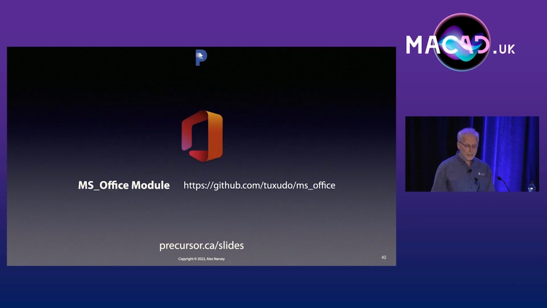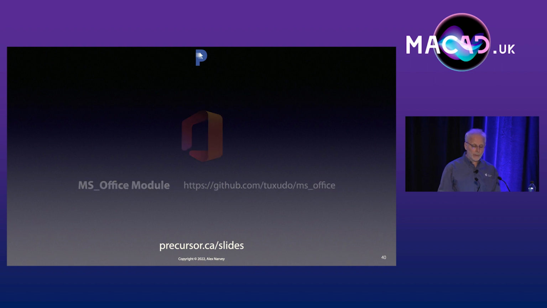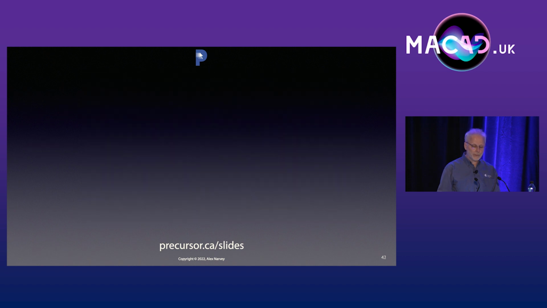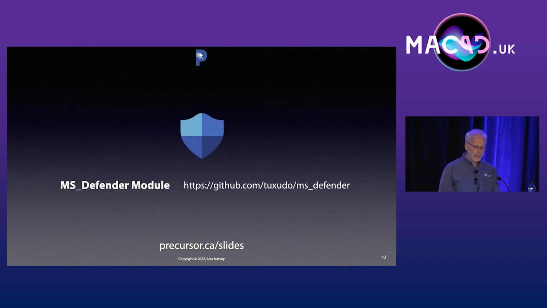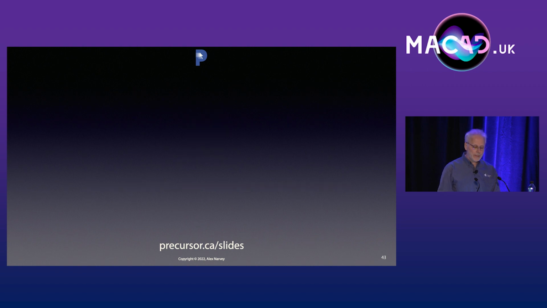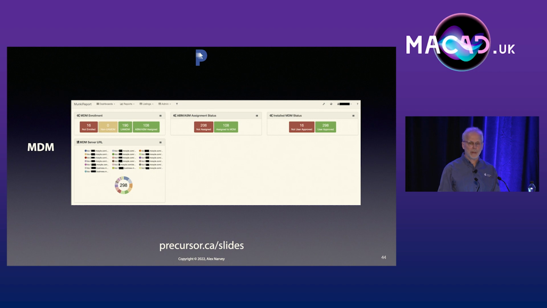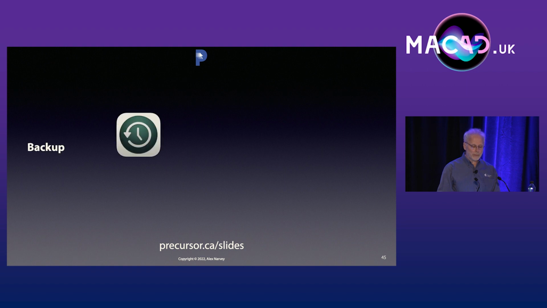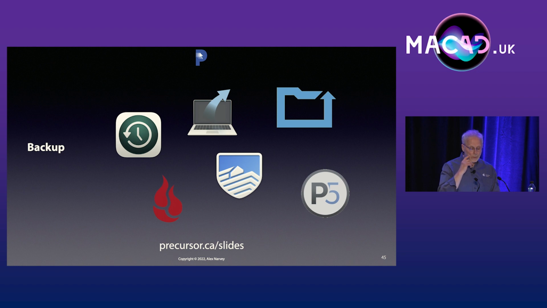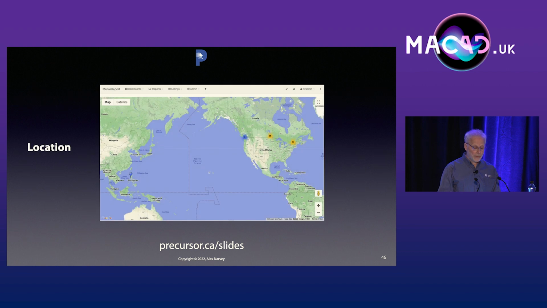The Microsoft Office module is very useful. It shows a great deal of info on licensing status. There's also a Microsoft Defender module. And another great security module is the DetectX one. The MDM module will show info no matter what provider you're using for your MDM. And there are quite a few backup modules now, including Time Machine, CrashPlan, Backblaze, Arq Backup, Backup to Go, and Archiware P5. There's a terrific location module, which is very useful in cases of theft.